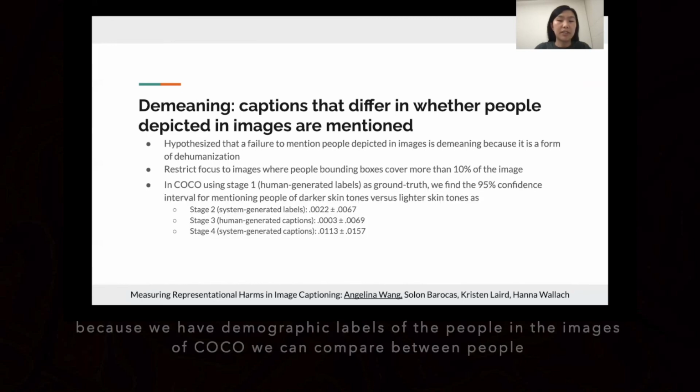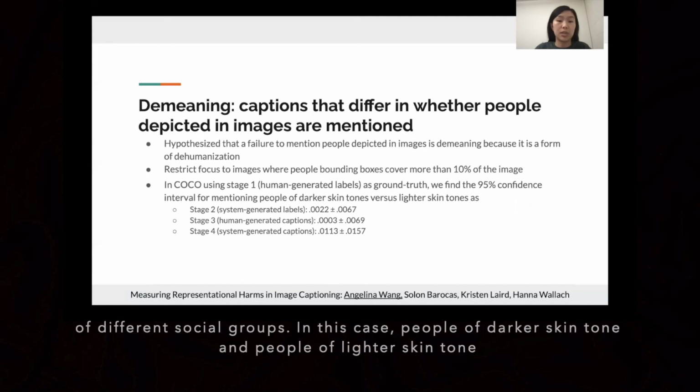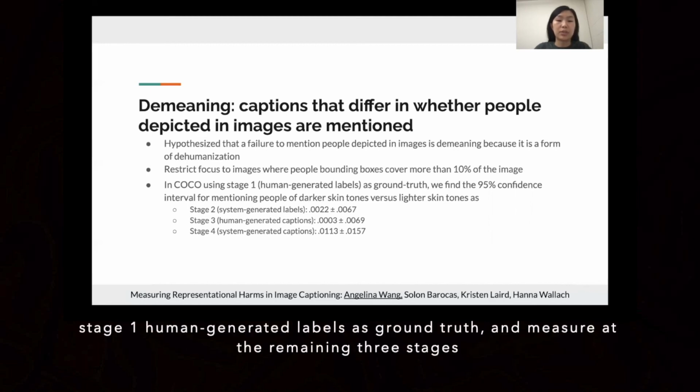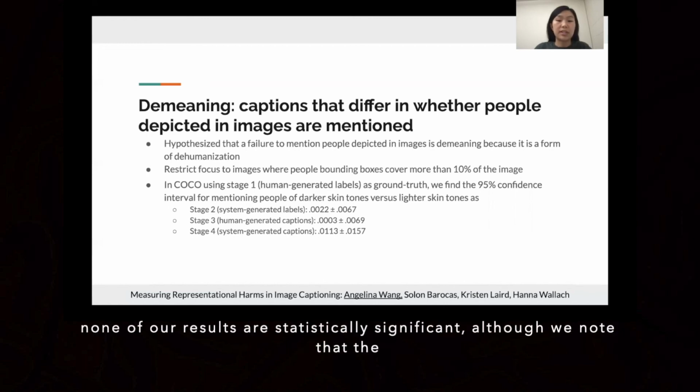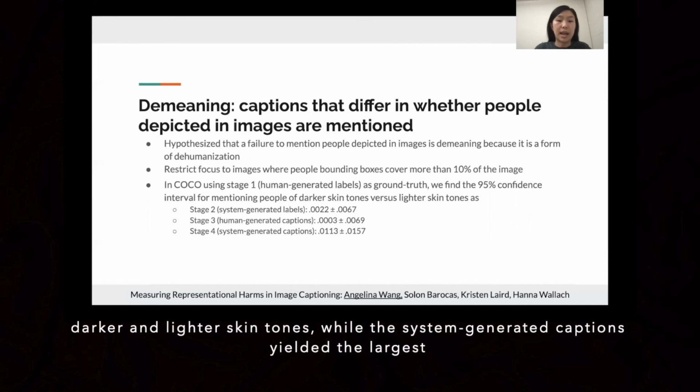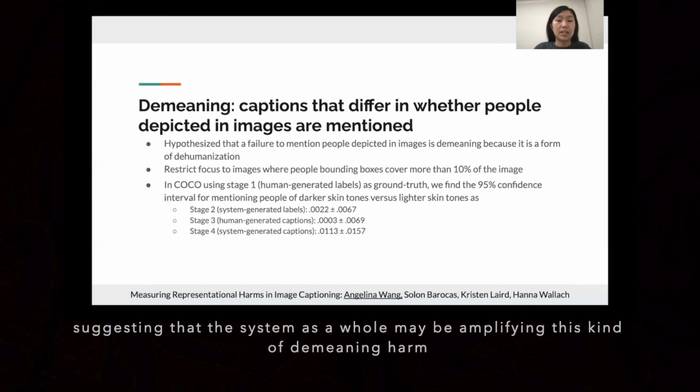Because we have demographic labels of the people in the images in COCO, we can compare between people of different social groups. In this case, people of darker skin tone and people of lighter skin tone, and see if they are mentioned at different rates. We use our stage 1 human-generated labels as ground truth and measure at the remaining 3 stages. None of our results are statistically significant, although we note that the human-generated captions yielded the smallest difference between people of darker and lighter skin tones, while the system-generated captions yielded the largest, suggesting that the system as a whole may be amplifying this kind of demeaning harm.